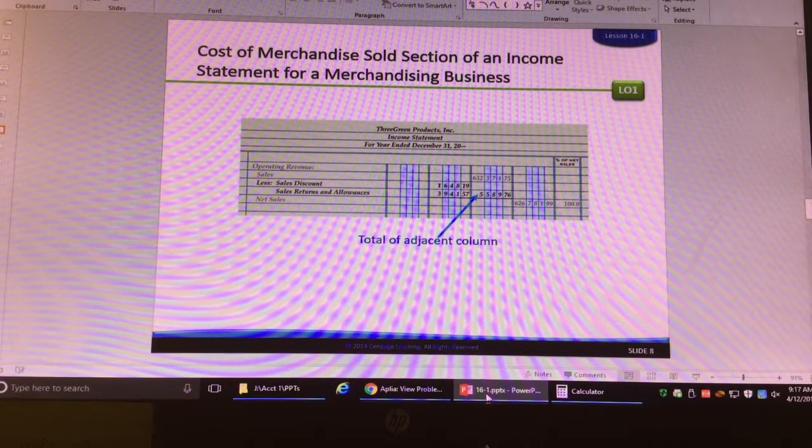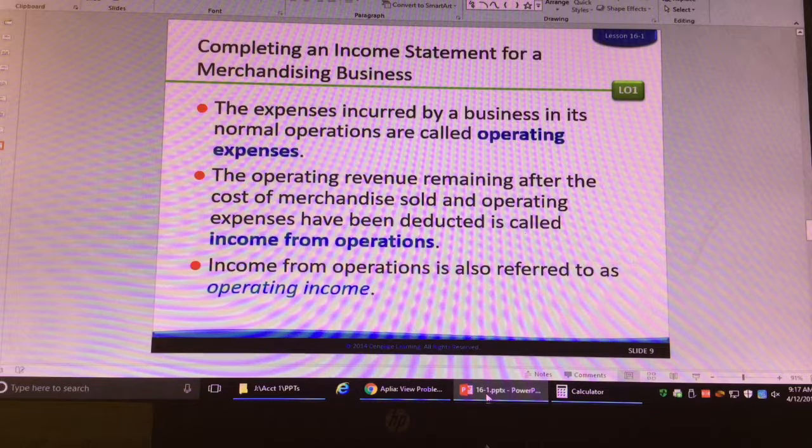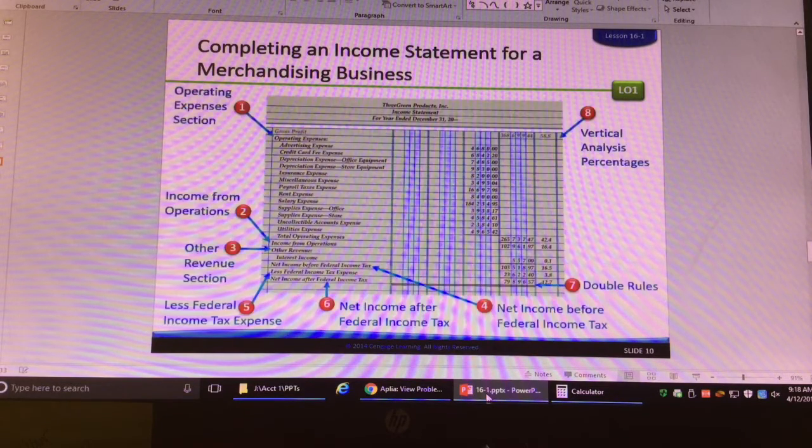This is just continuing with the sales discount and then the total of the adjustment column. The expenses incurred by a business in its normal operations are called operating expenses. The operating revenue remaining after the cost of merchandise sold and operating expenses have been deducted, that's called the income from operations. Income from operations is also called operating income. To complete the final portion, we've got just a few more steps.